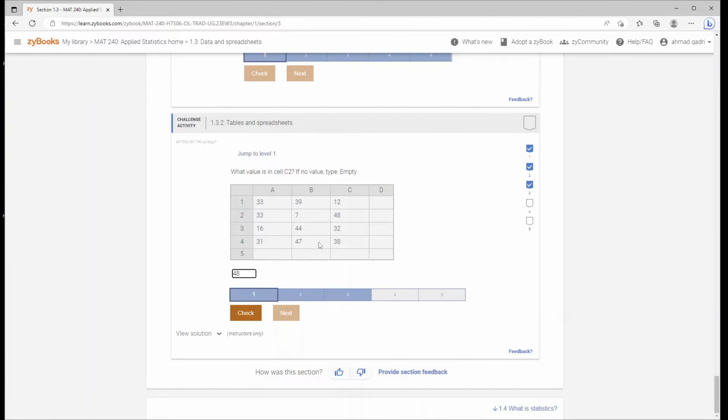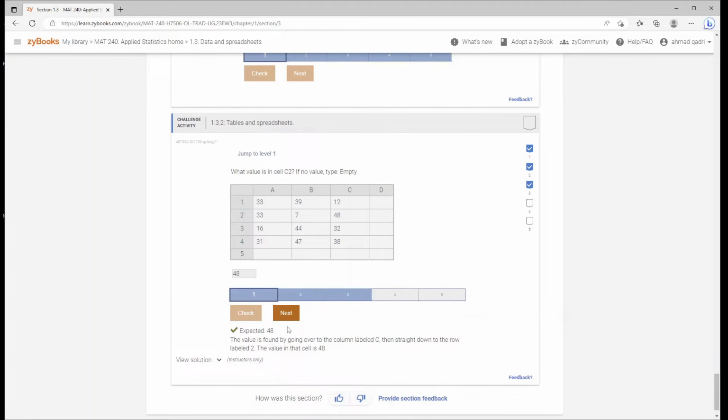And if you have to enter the value in any row in column D or any column in row 5, then the response would be empty because there are no values in those cells. But here we have 48 in cell C2. So 48, let's check this, and that is the correct response.